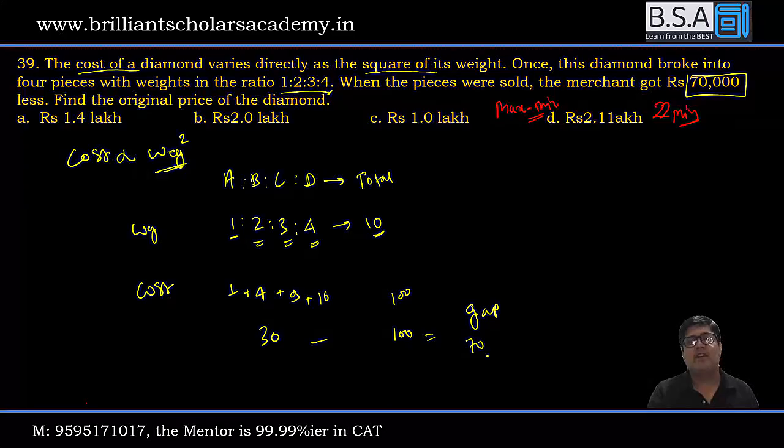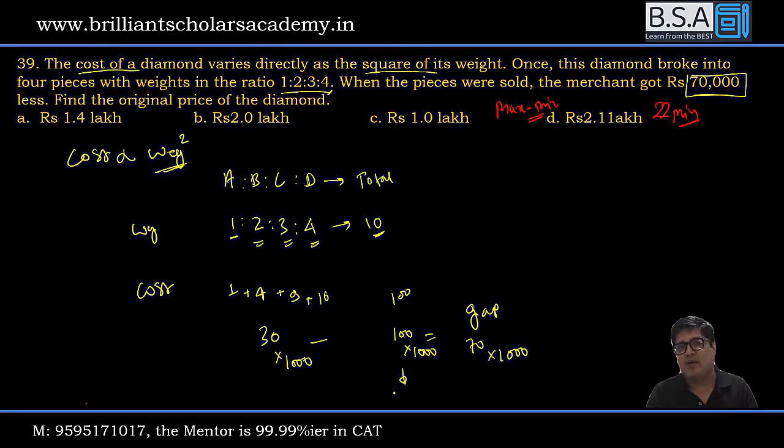So how do you convert 70 into 70,000? By multiplying 1000. That tells me the multiplying factor is 1000. So the original diamond should be 100,000. How much is 100,000? 100,000 is a lakh. Option C.